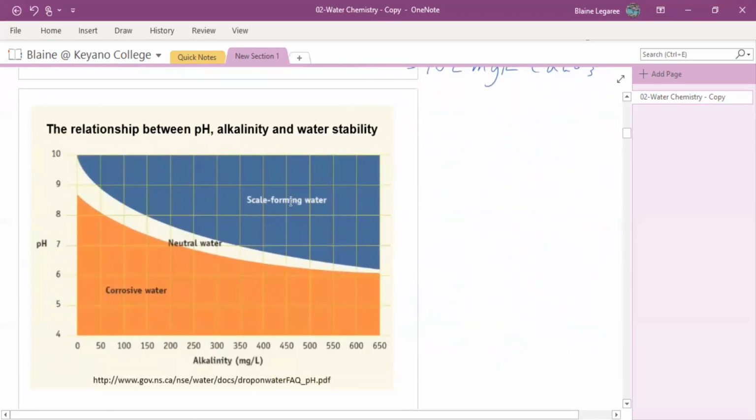So there is kind of a balance, right? People want neutral water. They don't want scale-forming water. They don't want corrosive water. So here's a little chart to show you how that falls in when you relate things to pH and alkalinity.